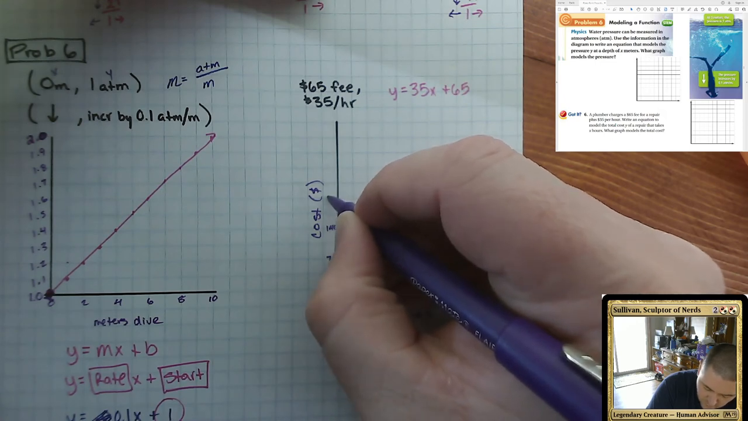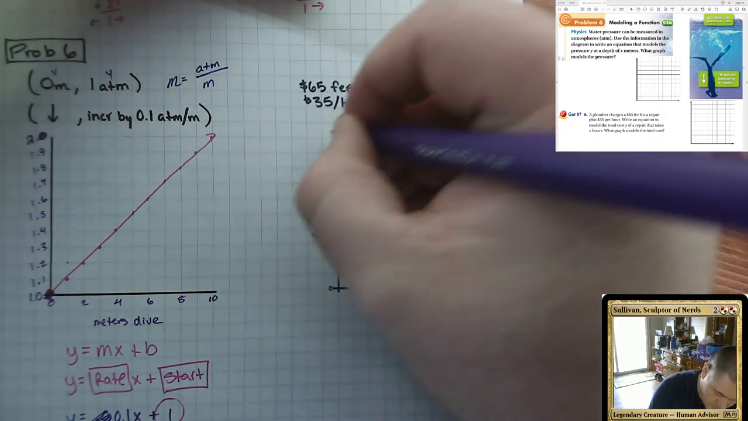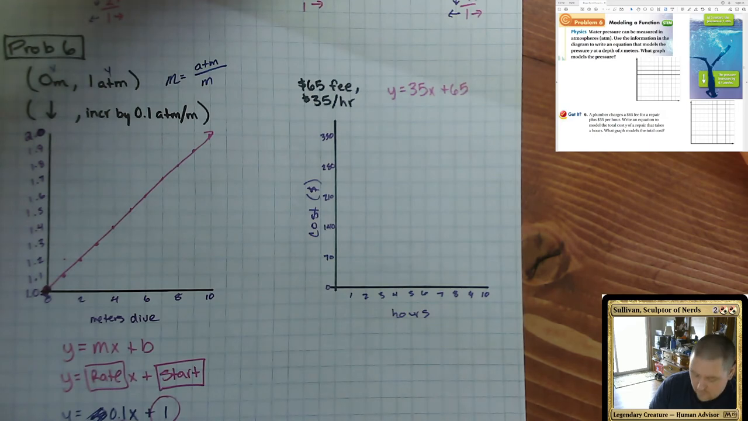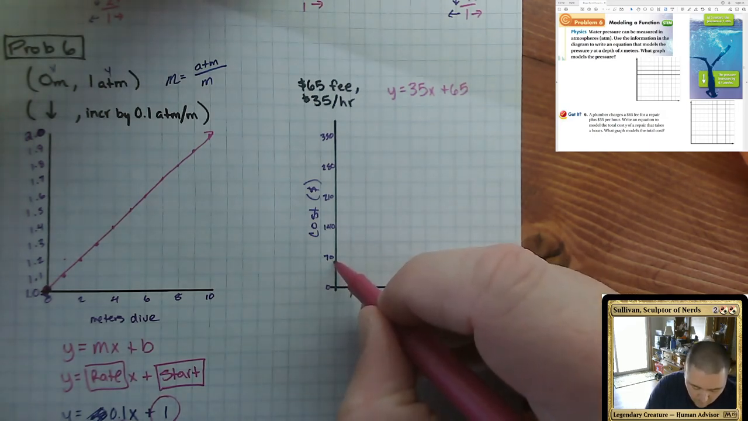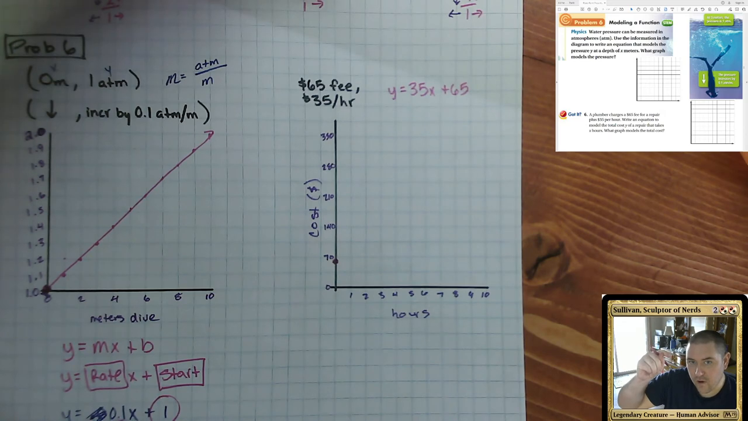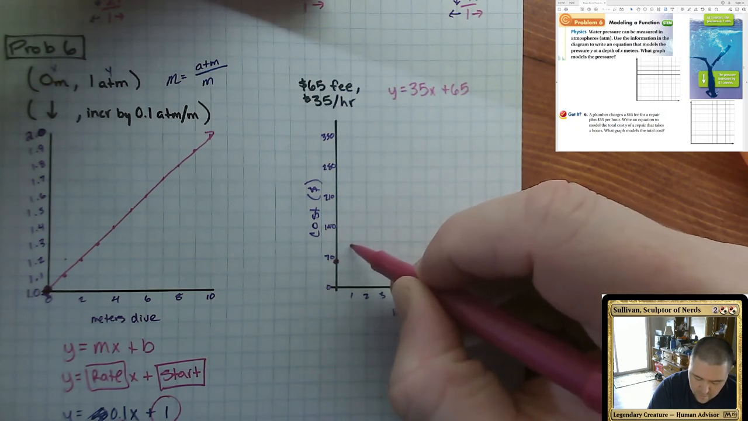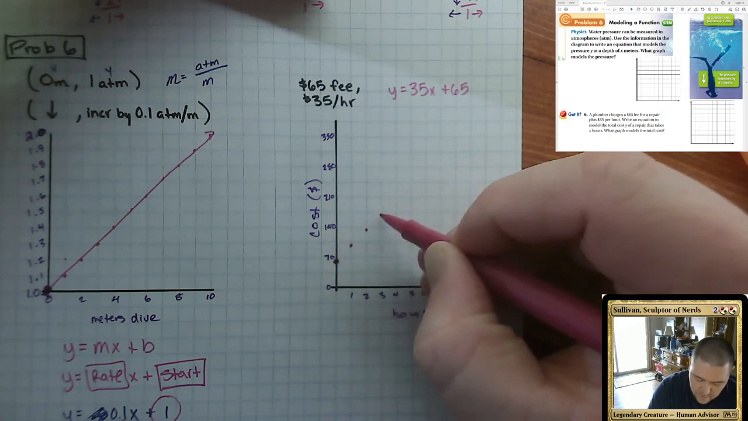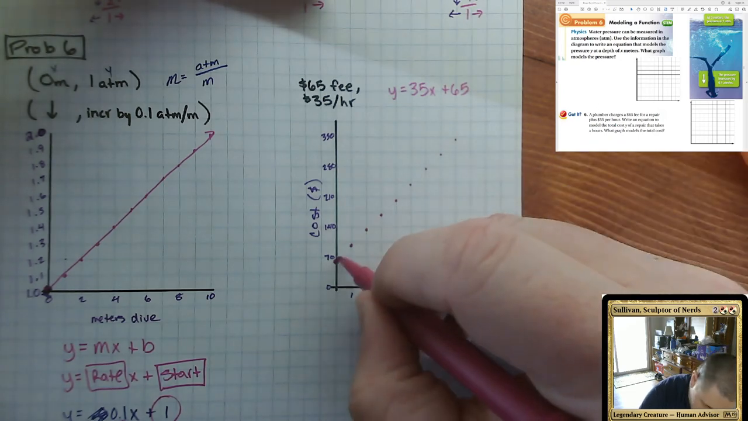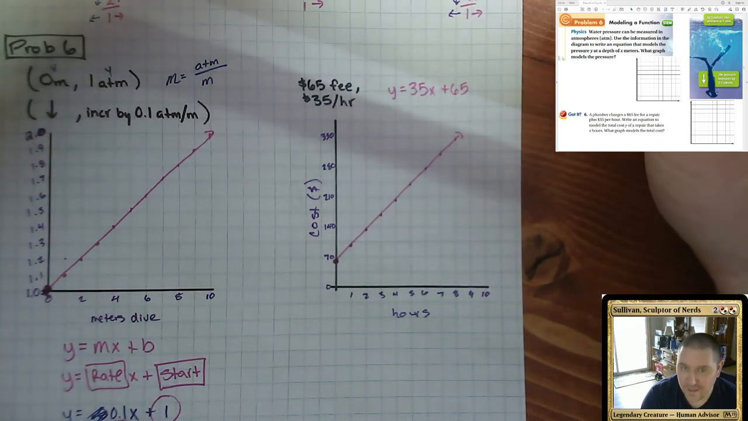175, 210, and then 280, and then 350. See, if I go by 35, then when I ballpark starting at 65, and then go up 35 for every 1 hour, then I can go up one box over an hour, up a box over an hour, a box over an hour, a box, and make a graph scale match what I need it to do.